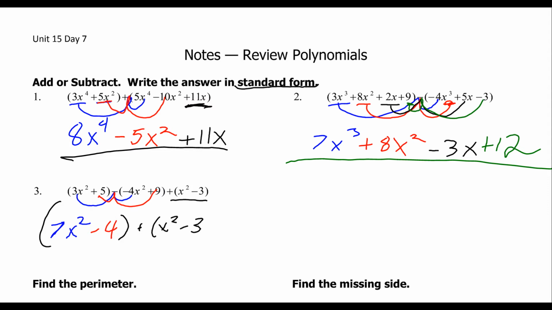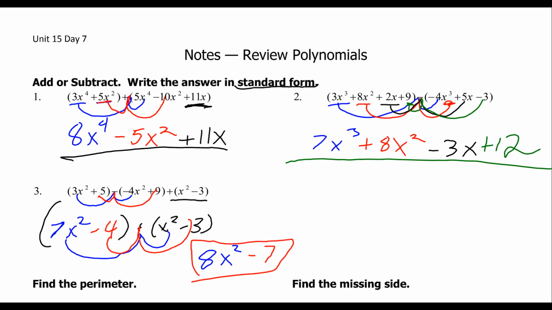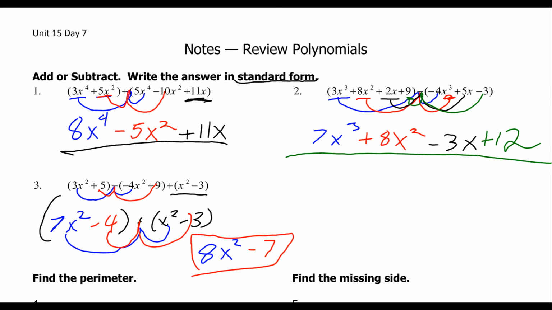Okay, so what we do is we do 7x squared plus x squared, and that's going to be 8x squared. And then we're going to do negative 4 plus negative 3, which is minus 7. And there we have it. That's the end of that problem. It's that simple. Okay?